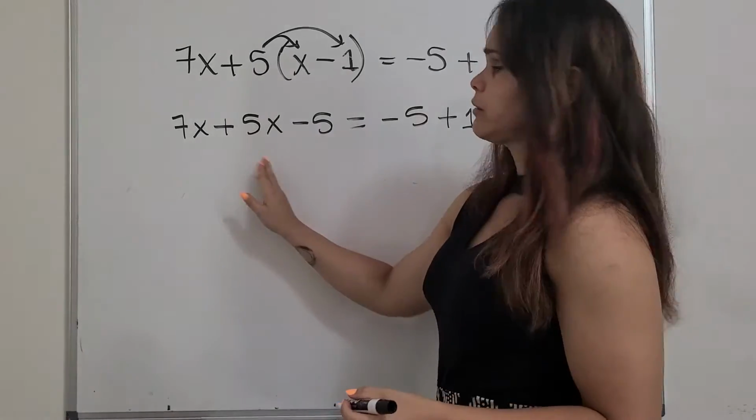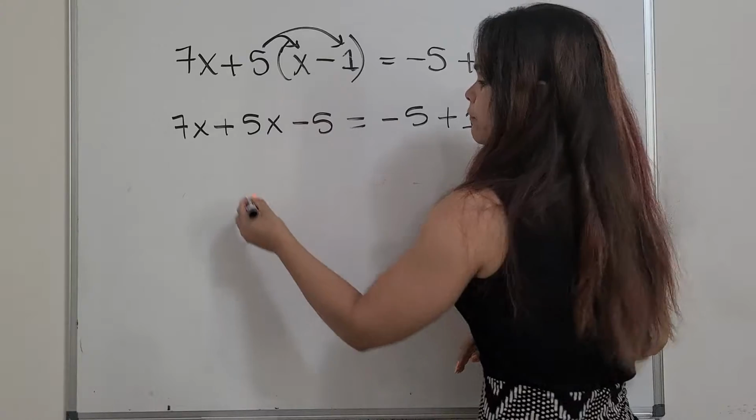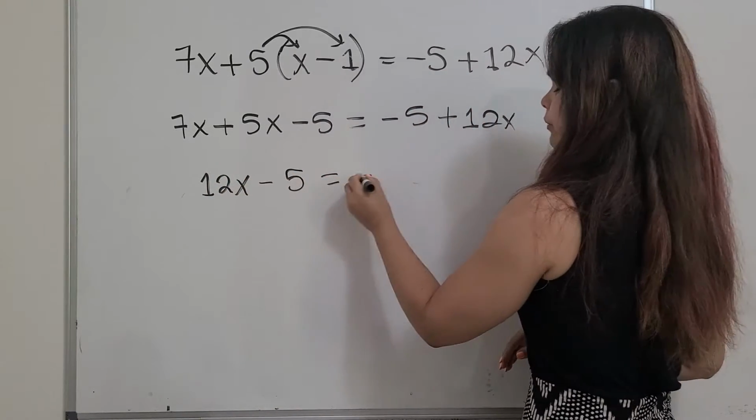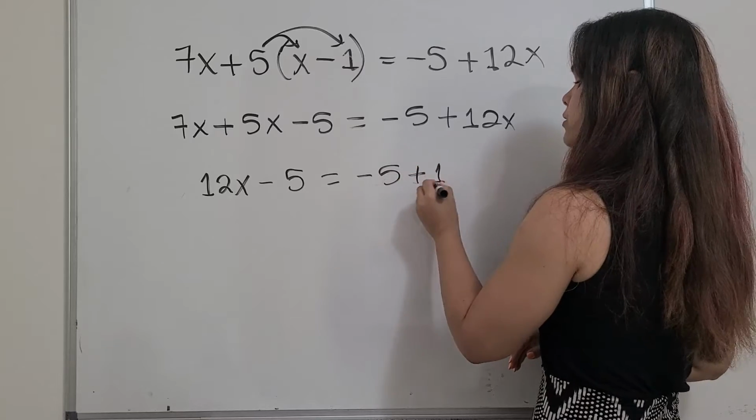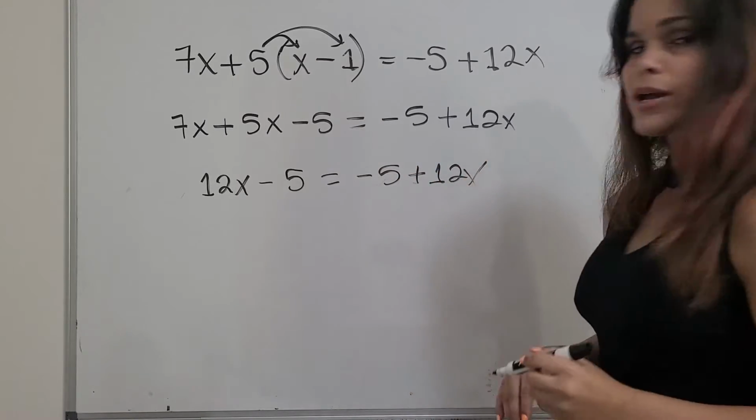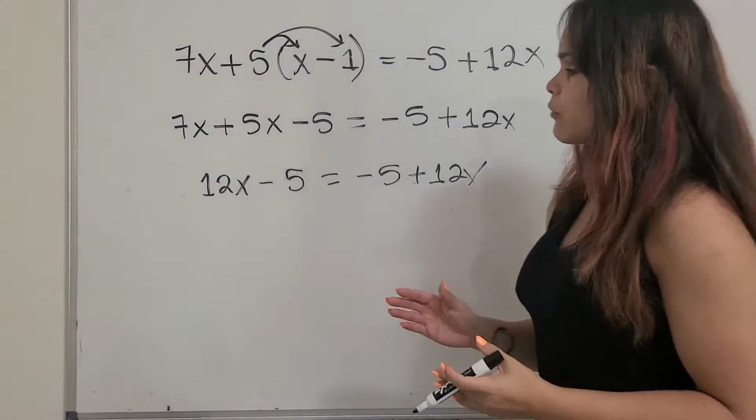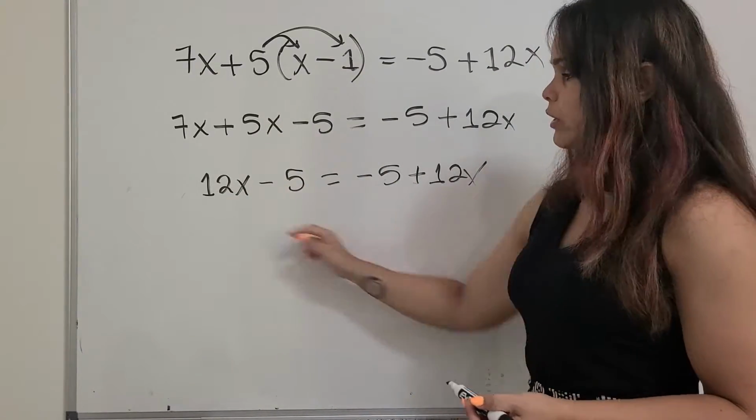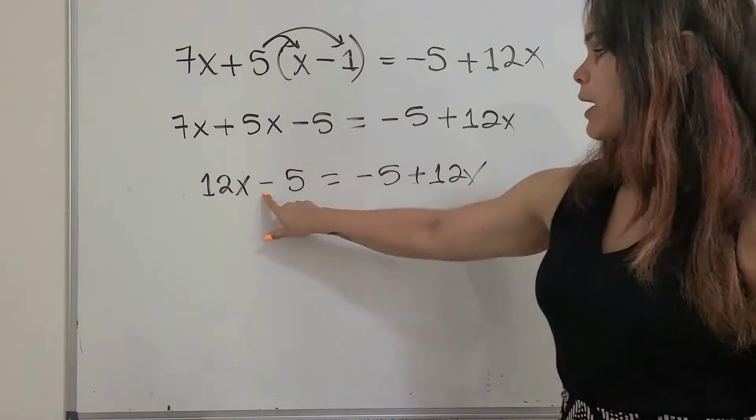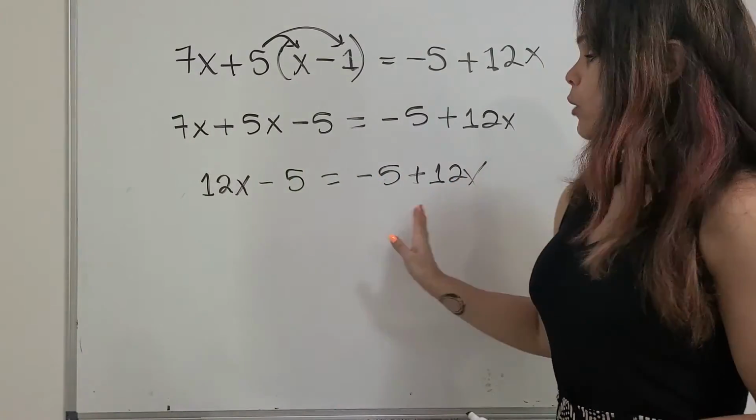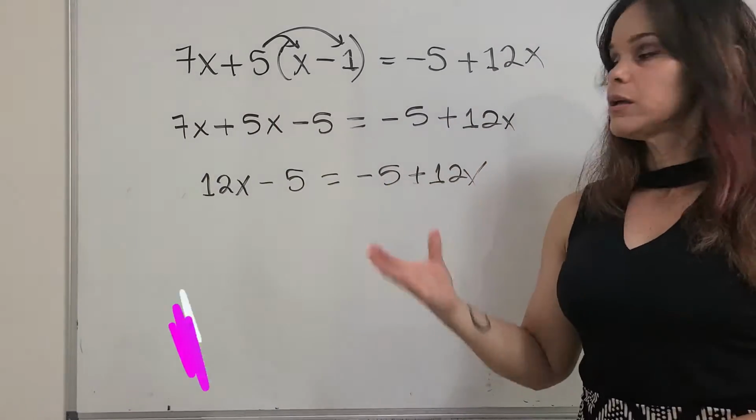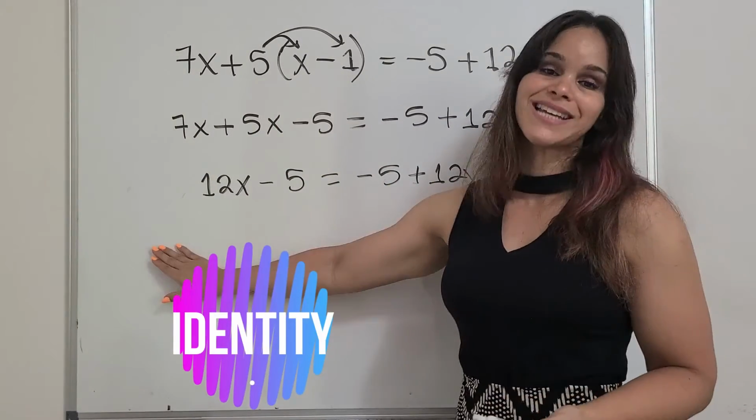Continue simplifying here. I have 7x plus 5x, which is going to be 12x minus 5. And I have a minus 5 plus 12x on the right side. So observe that we have the same thing on the left side and on the right side. We have 12x minus 5 and minus 5. When we have this, that the left side is exactly the same thing that we have on the right side, then we have an identity.